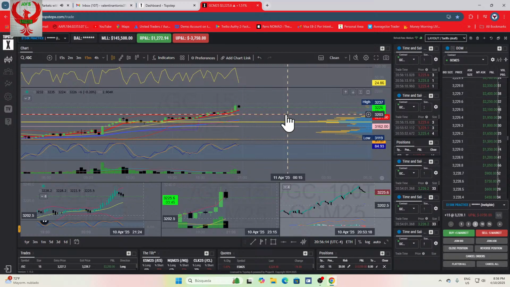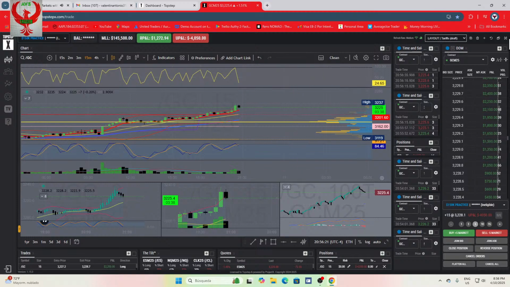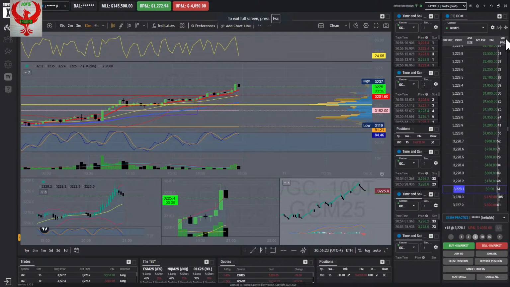Yeah, I told my VIP team almost every single week. You should not be blowing accounts. Every single account you trade, if it's an evaluation account, should last minimum 1 month. Minimum 1 month. That's it.